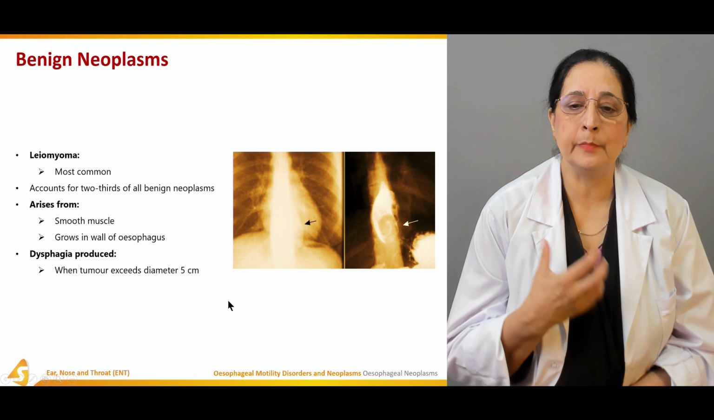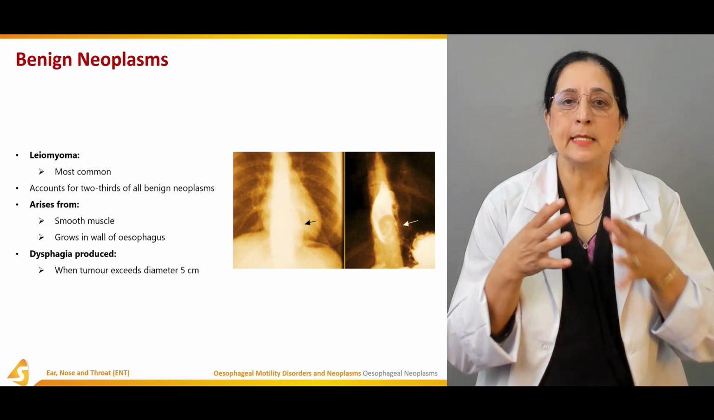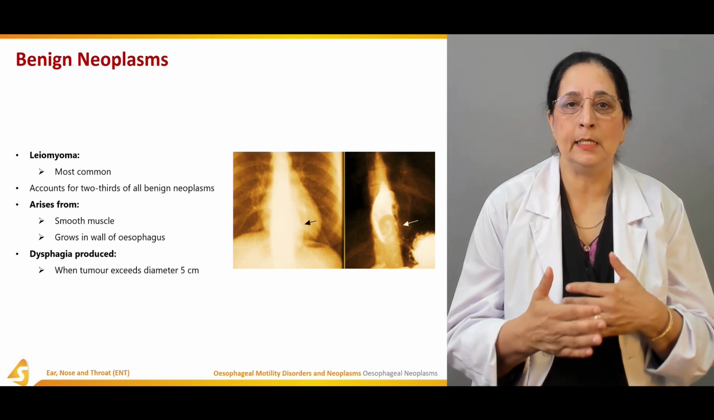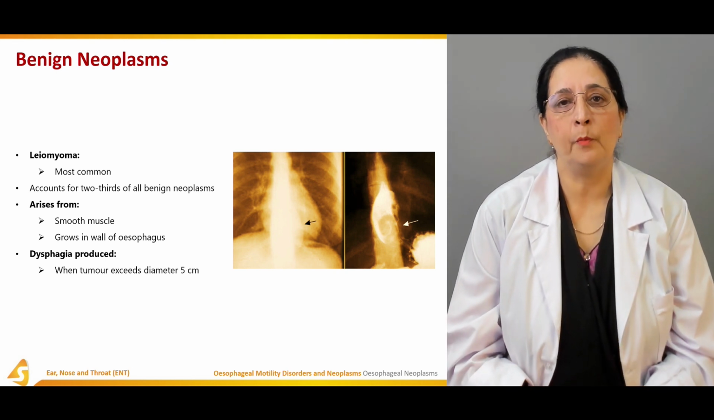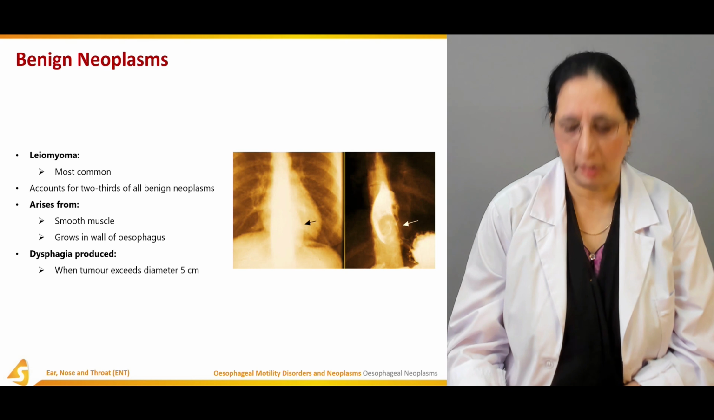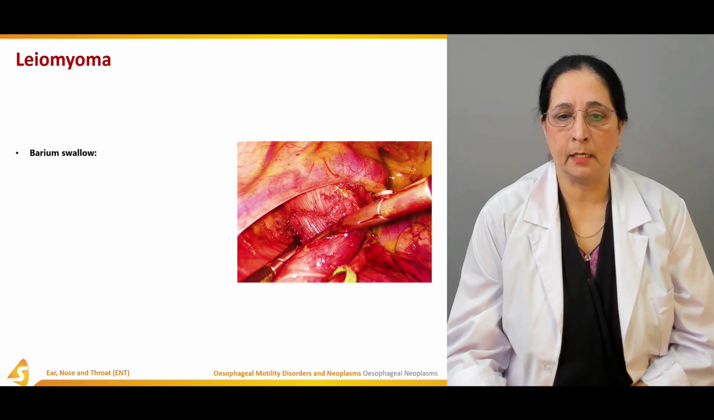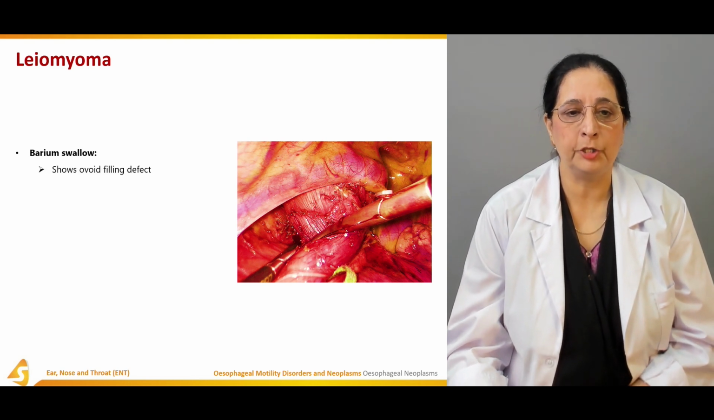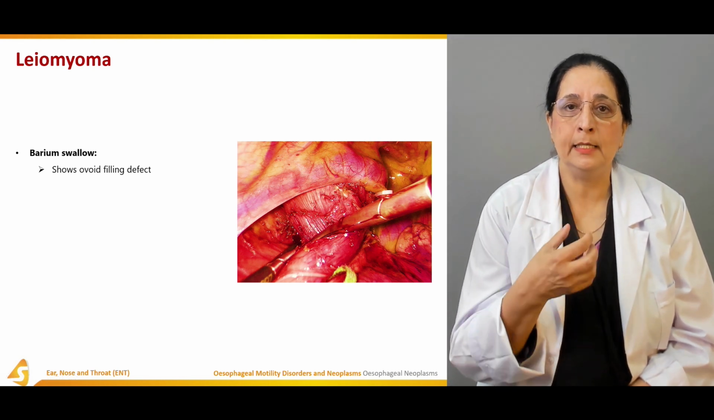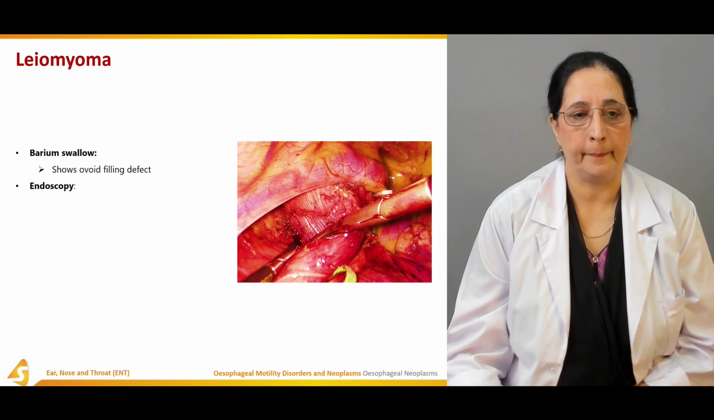So if the tumor gets big enough to cause obstruction of the esophagus, when the passage of food becomes difficult through the esophagus, that is approximately 5 centimeters; a leiomyoma that size can cause esophageal obstruction or dysphagia. Leiomyoma can be discovered on barium swallow, which shows an ovoid filling defect. There is a filling defect in the esophagus on barium swallow, that is leiomyoma.